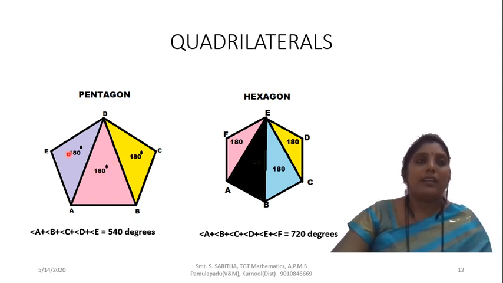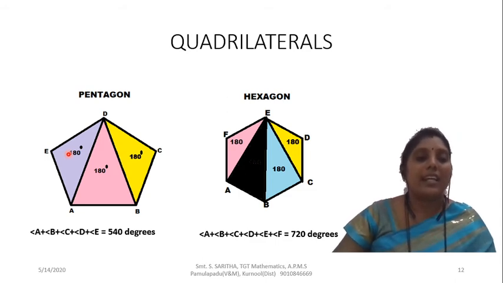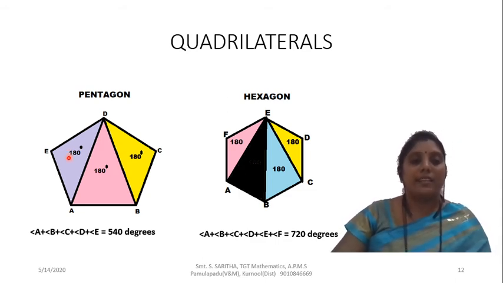You know that the sum of the 3 angles in each triangle is 180 degrees. So 180 degrees plus 180 degrees plus 180 degrees, totally we get 540 degrees. So you can say that the sum of the 5 angles in a pentagon, that is interior angles in a pentagon, is 540 degrees. Coming to the hexagon, from the point E, we can draw 3 diagonals EA, EB and EC.